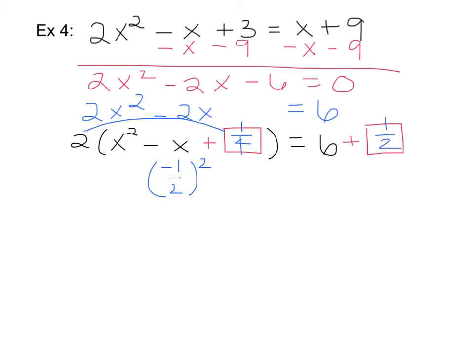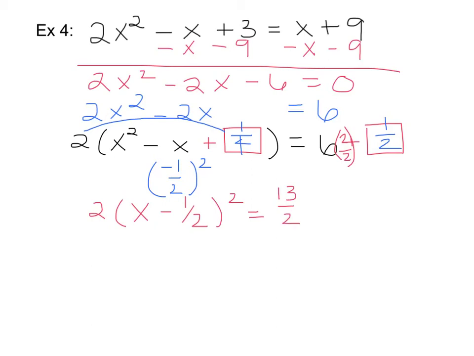So now I'm going to go ahead and I'm going to factor. I'm going to bring down my 2. Remember, this factors to x minus b divided by 2, so minus 1/2 quantity squared. And then to add my 6 and my 1/2, I have to multiply 6 by 2 over 2. So that's going to give me 12 over 2. 12 over 2 plus 1 gives me 13 over 2.